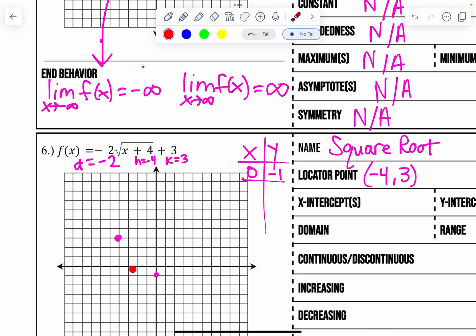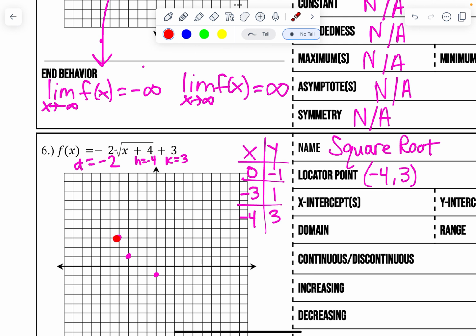If we do -3, that one will work out okay. Because -3 plus 4 gives us 1. Square root of 1 is 1. Times -2 gives us -2. Plus 3 gives us 1. So we can plot -3, 1. And then, we knew the locator point. -4 gives us 3 because -4 plus 4 is 0. Square root of 0 is 0. Times -2, 0. Plus 3, 3.